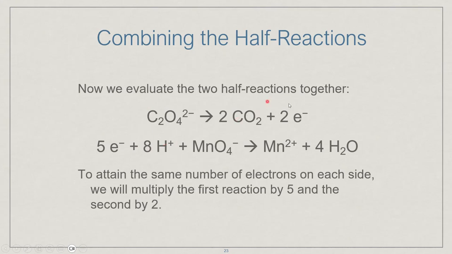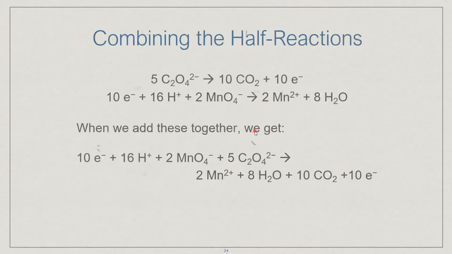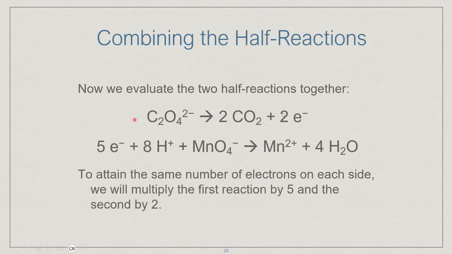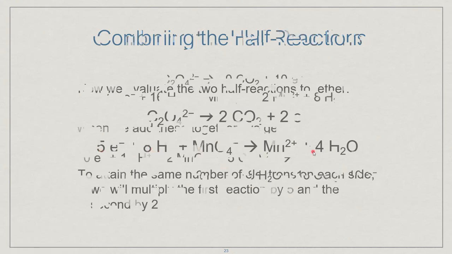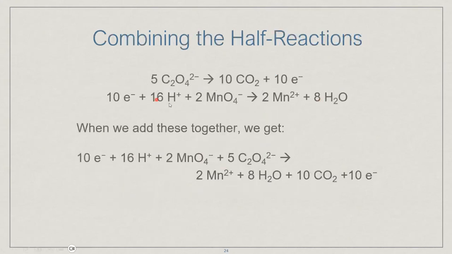So we're essentially going to take this top reaction, just multiply everything in it by 5. So we'll wind up with 5, 10, and then 10 as the coefficients. Whereas the bottom one, we're just going to multiply everything by 2. So we'll wind up with 10, 16, 2, 2, and 8. And then when we do that, we can just take everything on the left, add it all up, take everything on the right, add it all up as well.